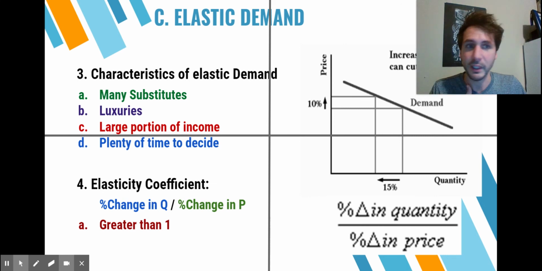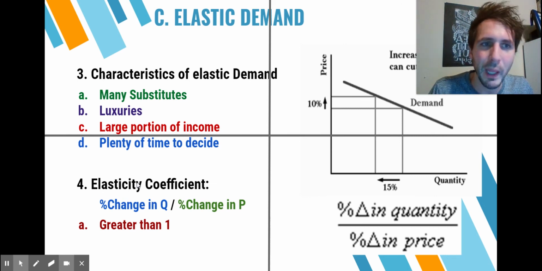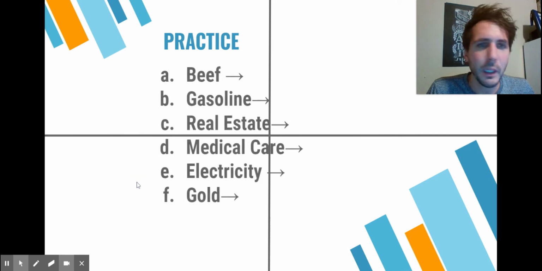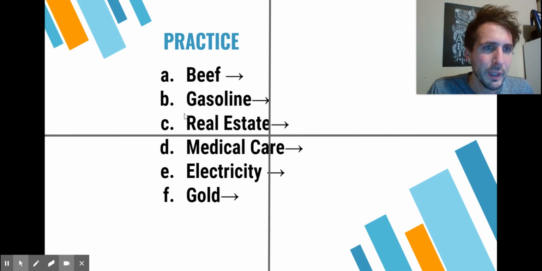I put it on sale, it decreases in price, people buy a whole lot more of it, and I can still have an increase in total revenue. Okay, here are a couple of items. What do you think? Is beef elastic or inelastic?